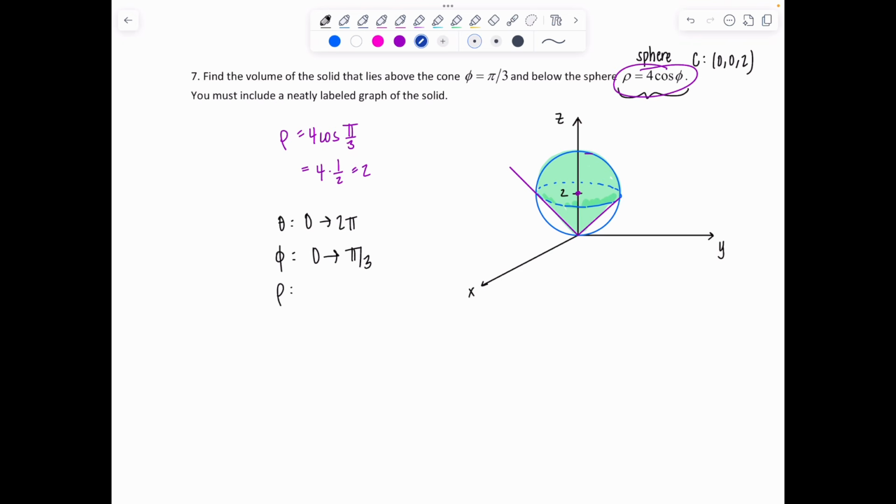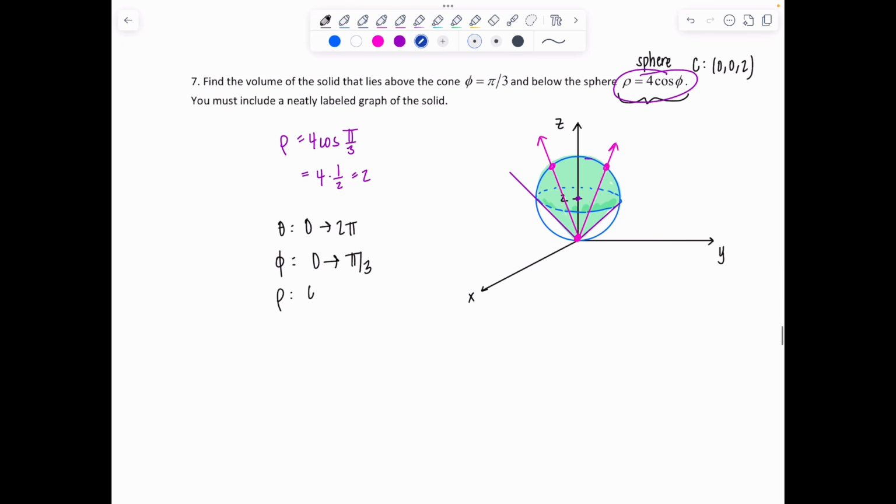And then what about rho? Start at the origin, draw a ray outward. It goes from 0 to the sphere, so 0 to 4 cosine phi. Perfect. Okay, so then the volume's going to be the integral 0 to 2 pi, 0 to pi over 3, 0 to 4 cosine phi.